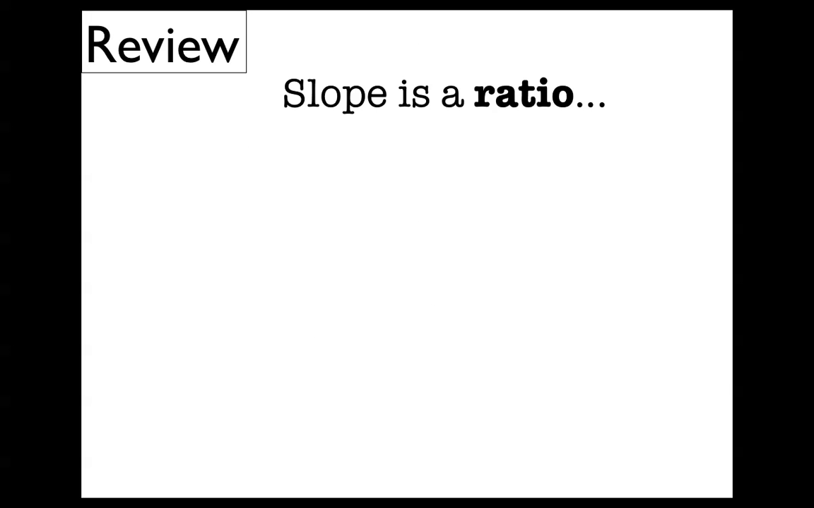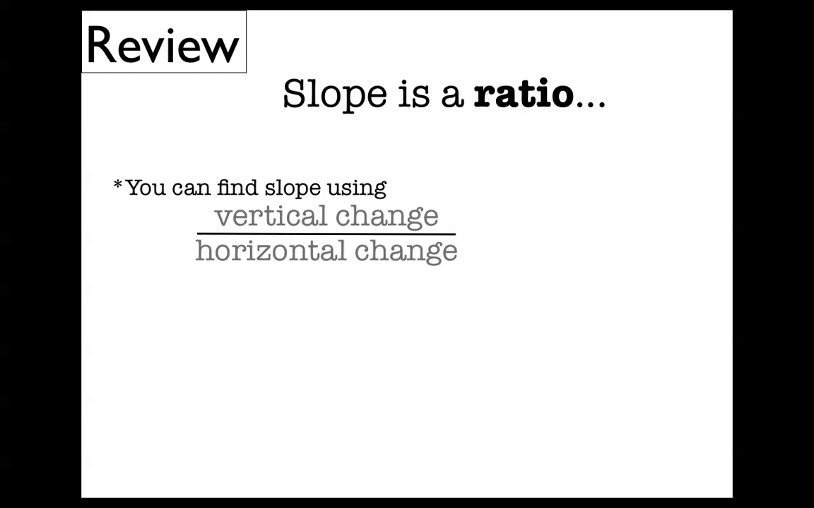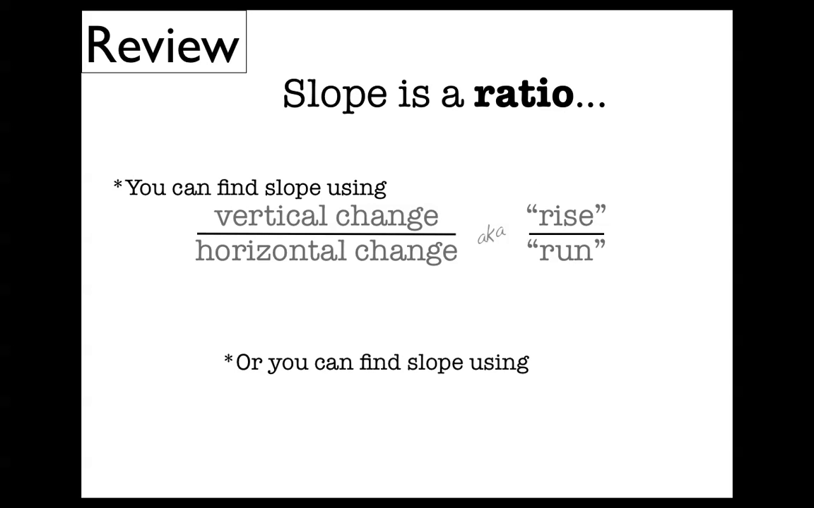So here's a review. Slope is a ratio. You can find the slope using the vertical change over horizontal change, rise over run, or you can find slope using the formula method.